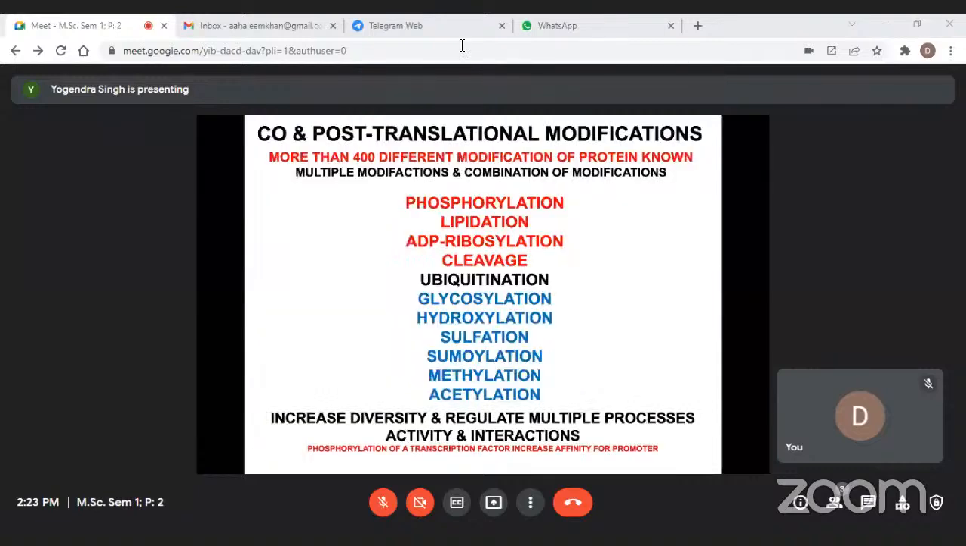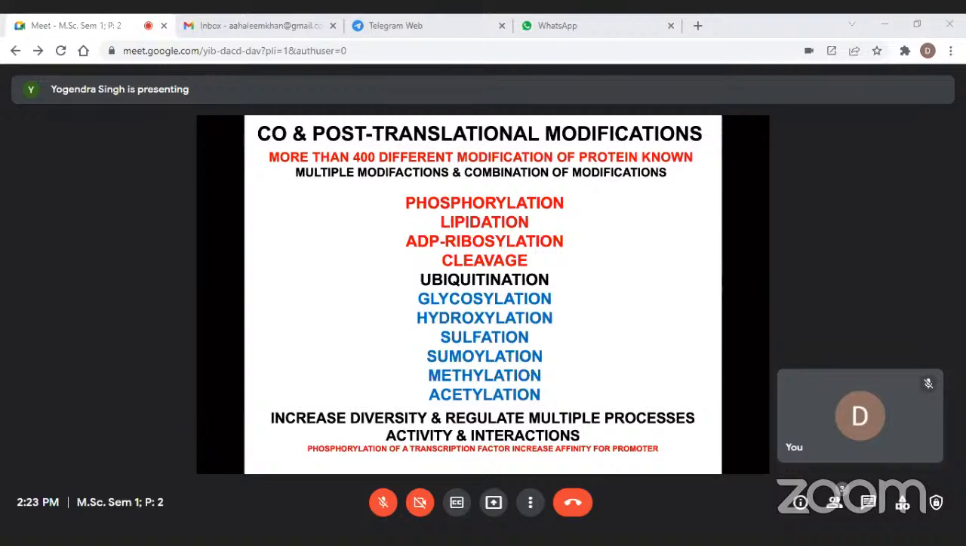Post-translational modification. As mentioned in the beginning, there are a large number of modifications. Almost 400 different modifications of proteins are known, and there can be multiple modifications and combinations of modifications. I have given some examples here. Although there are hundreds, some examples are phosphorylation, lipidation, ADP ribosylation, cleavage of protein, and ubiquitination. I will show you especially phosphorylation, lipidation and cleavage.